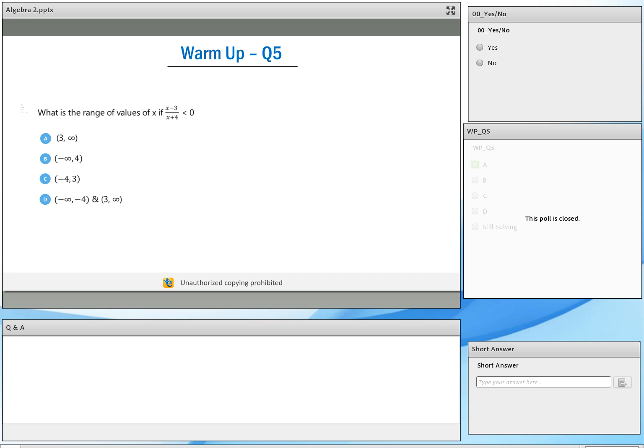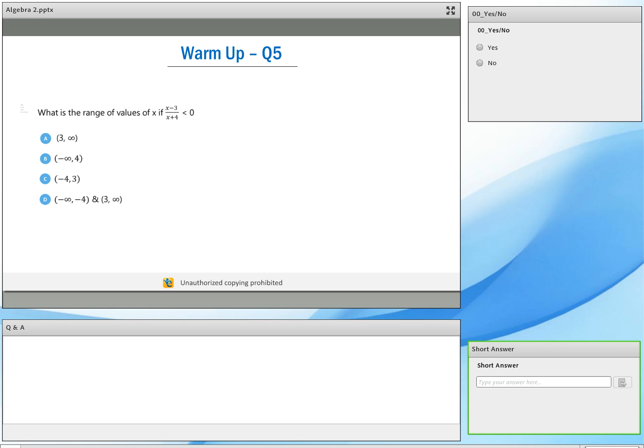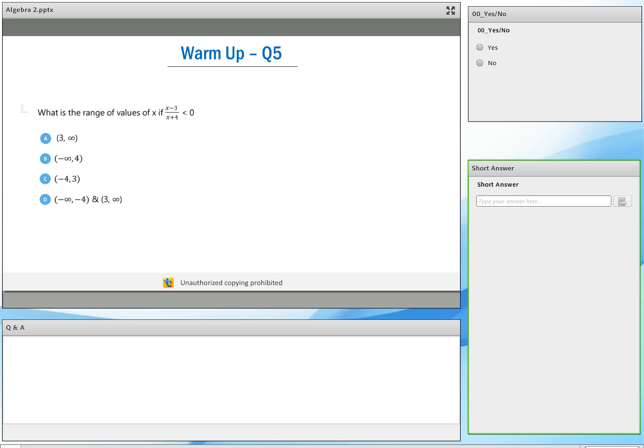Okay, so let's discuss these two questions. Were you confident about these? How many of you were confident about your answers for these two questions? Quadratic inequalities. Okay, so the confidence level has gone down for quadratic inequalities.